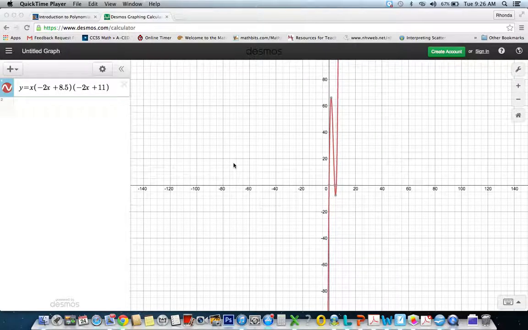In Desmos with students, when we put it in, we put negative 2x plus 8.5 instead of 8.5 minus 2x. It's an equivalent expression. We just put the x values first, and we put negative 2x plus 11 for the width. And when we graph that, you can see that it's a cubic function. And if you multiplied all those back together, it would be x to the third.